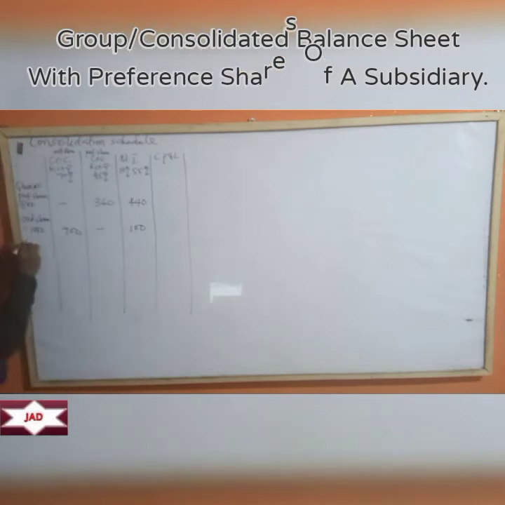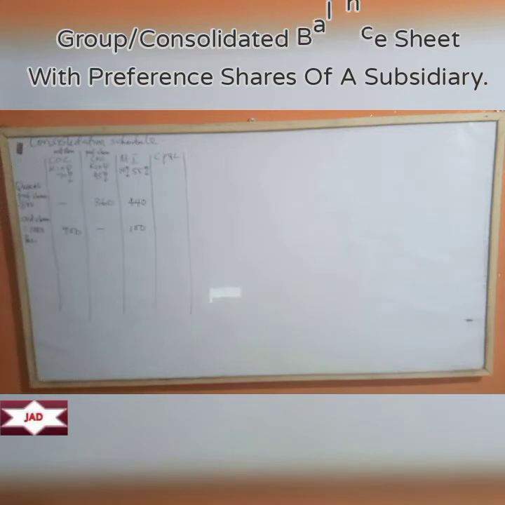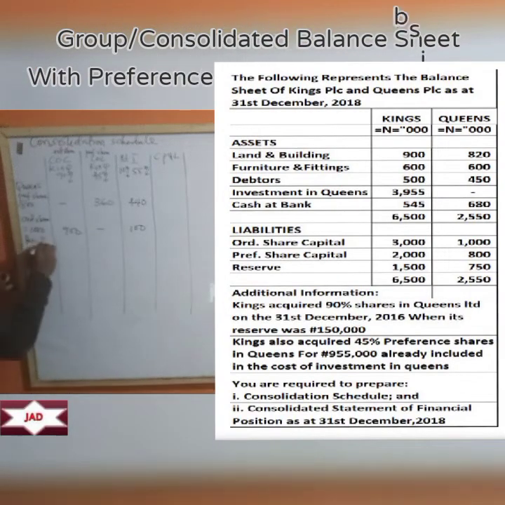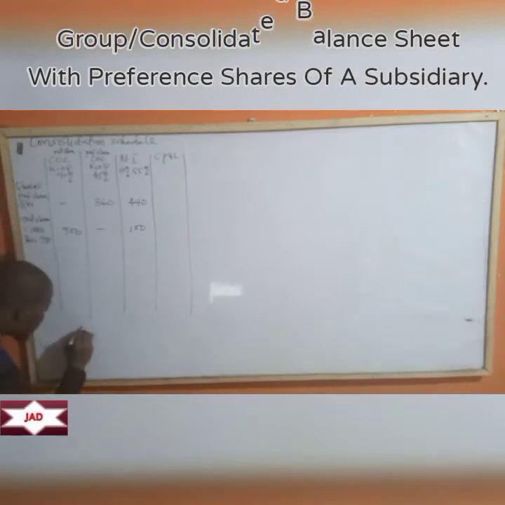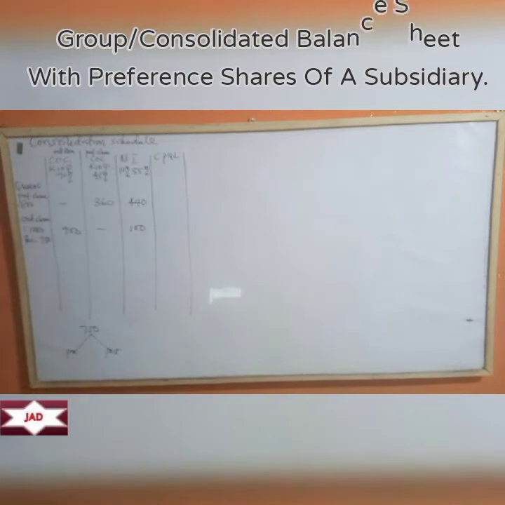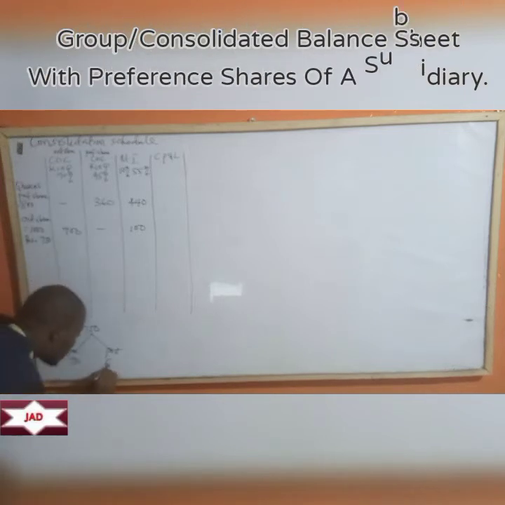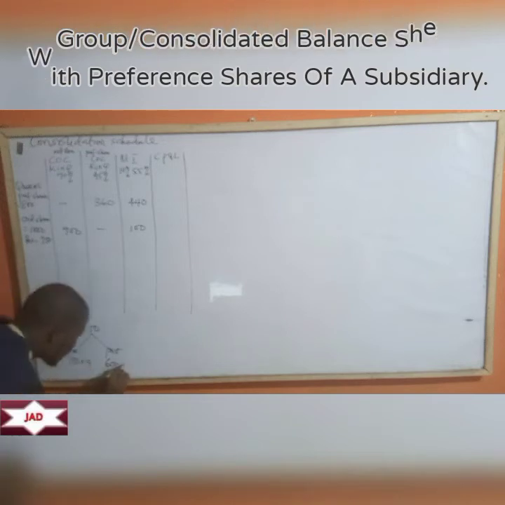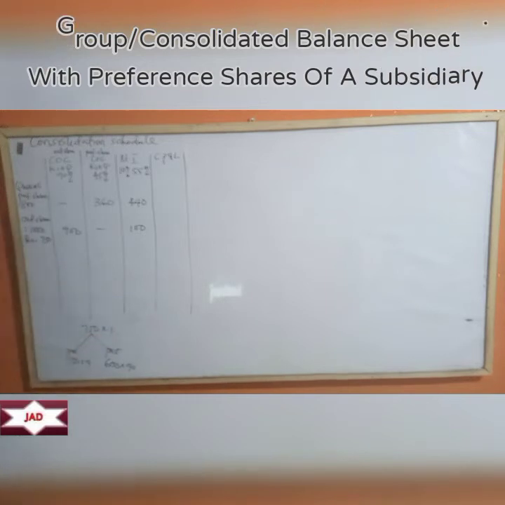So what's our reserve? Reserve is 750. Now pre and post. They said that Kings acquired 90% in Queens when reserve was 150. So this is 150, and post is 600. So this will be times 0.9 and times 0.1. So 150 times 0.9 is 135.